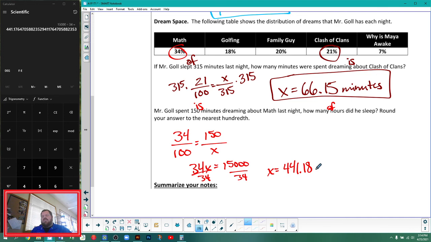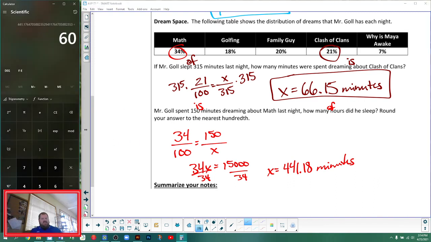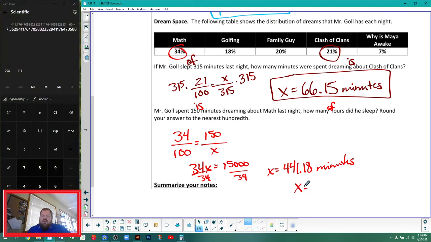But that's not what this asked for. This is the number of minutes that I slept. It asks for how many hours. And how do we turn minutes into hours? We divide that by 60 for the 60 minutes in 1 hour. So when we divide it by 60, we get 7.35 hours. Which is roughly 441 minutes.